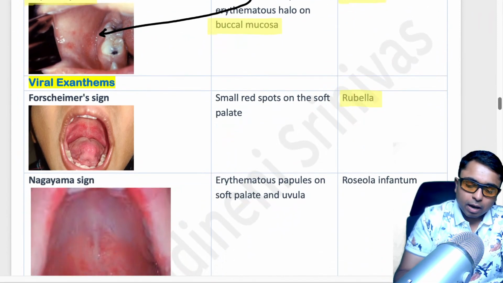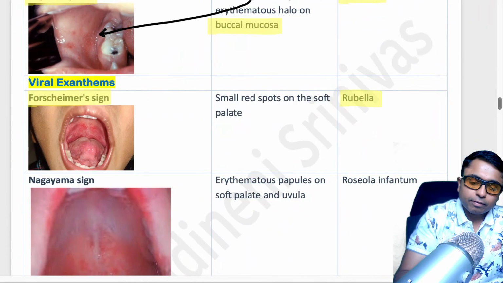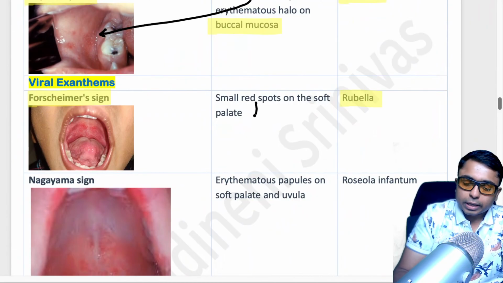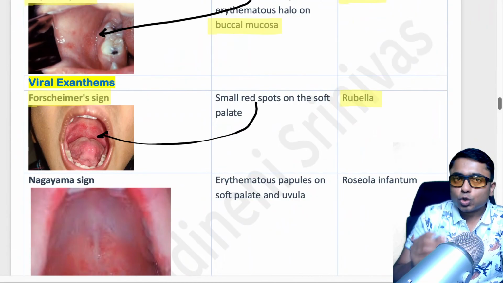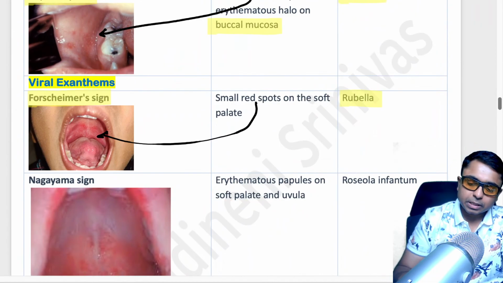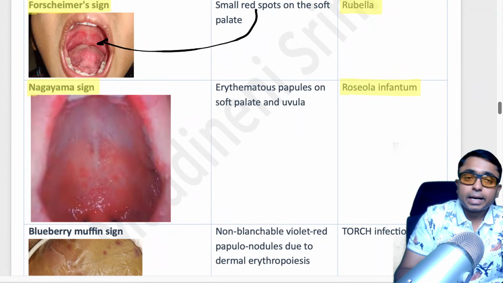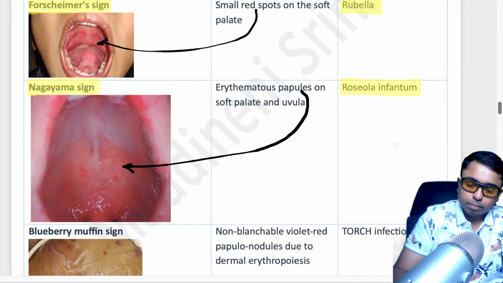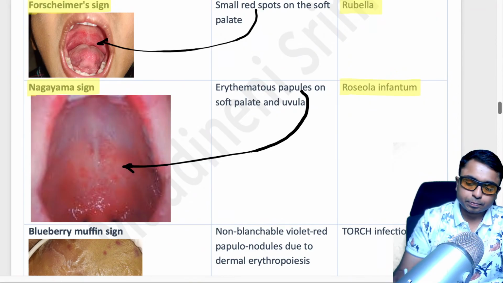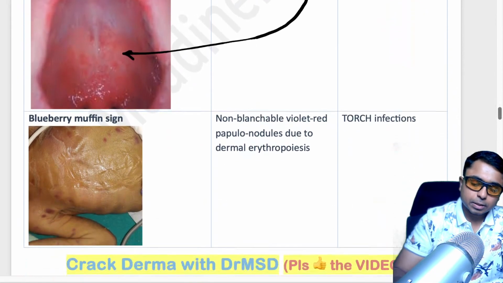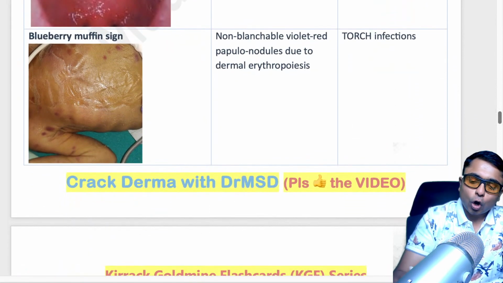In rubella, Forchheimer sign can be seen. So small red spots can be seen over the soft palate. Forchheimer sign. Next is the roseola infantum, in which Nagayama sign or Nagayama spot can be seen. So what is this? Erythematous papules will be seen over the soft palate and also the uvula. So Nagayama spots.